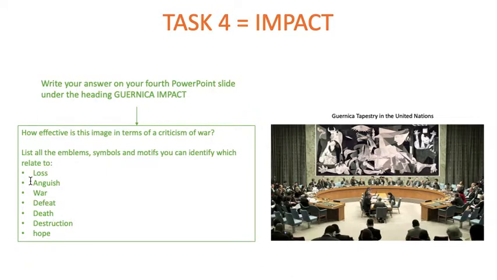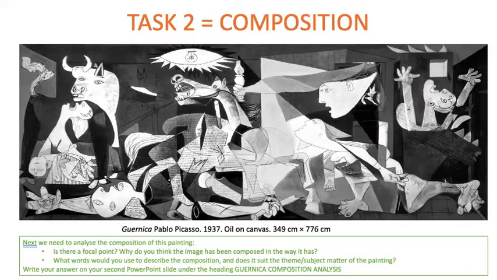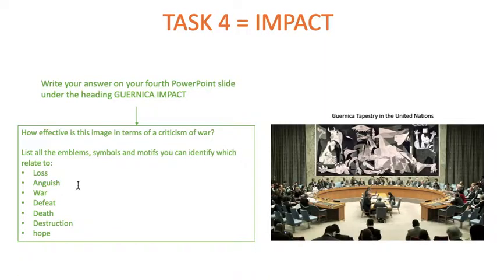So things like loss, anguish, war itself, defeat, death, destruction, and hope. So these are all key elements that we associate with conflict, and things that perhaps happen after a conflict has been held. So what parts of those things are represented in Guernica? And you might want to go back to one of your large scale images to have a proper look at that. So think about the symbols, think about the motifs, think about, are each of those elements represented? Is it that you find that it's more of the destruction and anguish that is represented, but maybe loss isn't? Is there any hope in the image, or is it all quite negative?